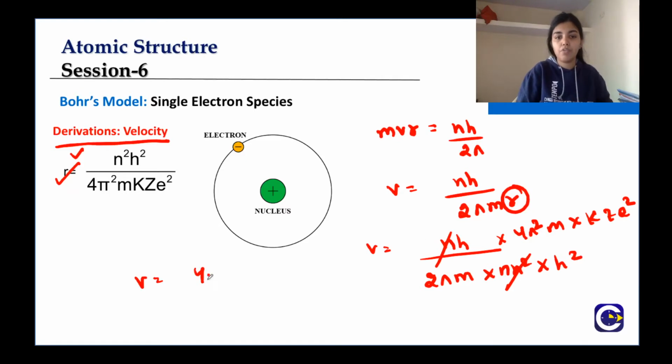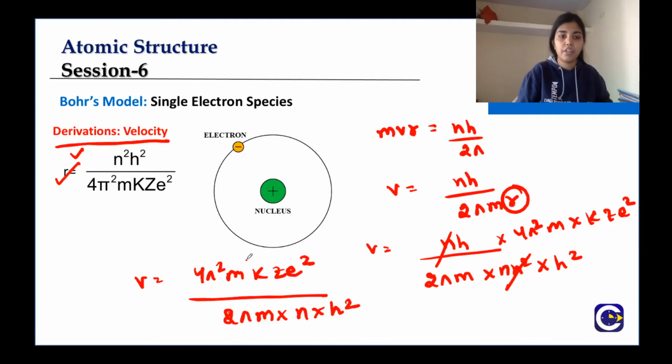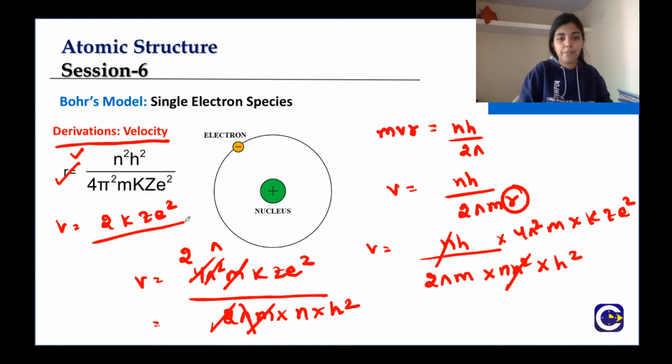Velocity will be equal to 4 pi square m k z e square divided by 2 pi m n into h square. Yeah, here you can cancel out m and m also. M and n can get cancelled, and then pi and pi can also get cancelled here. You will be left here with pi, then here 2. So it will gradually become equal to how much? 2 k z e square into pi divided by n h square, right?